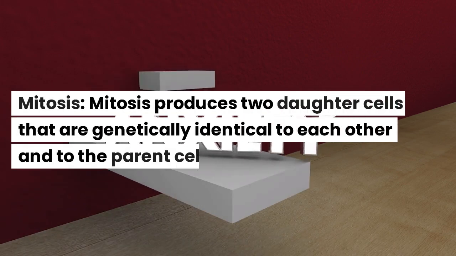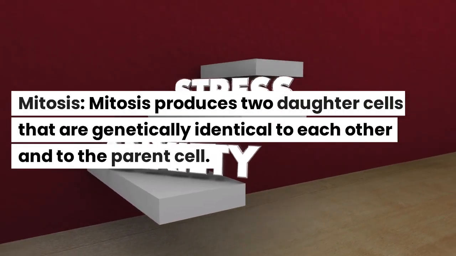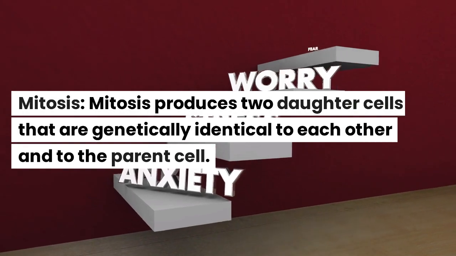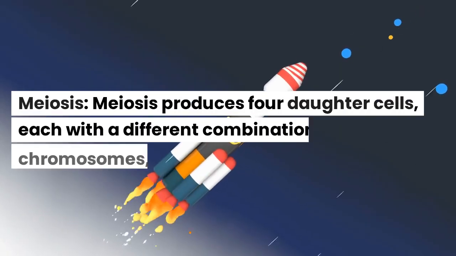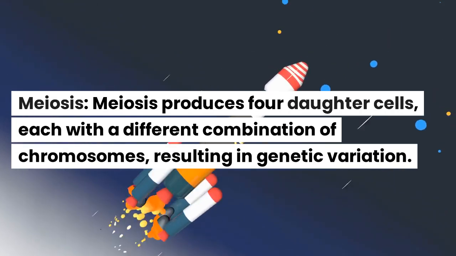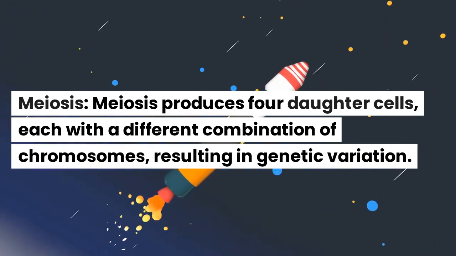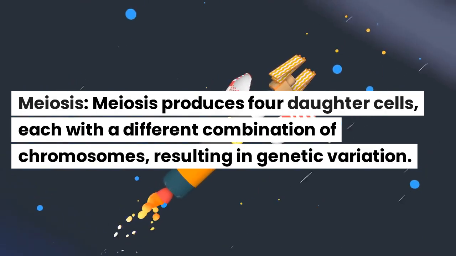Resulting cells. Mitosis. Mitosis produces two daughter cells that are genetically identical to each other and to the parent cell. Meiosis. Meiosis produces four daughter cells, each with a different combination of chromosomes, resulting in genetic variation.